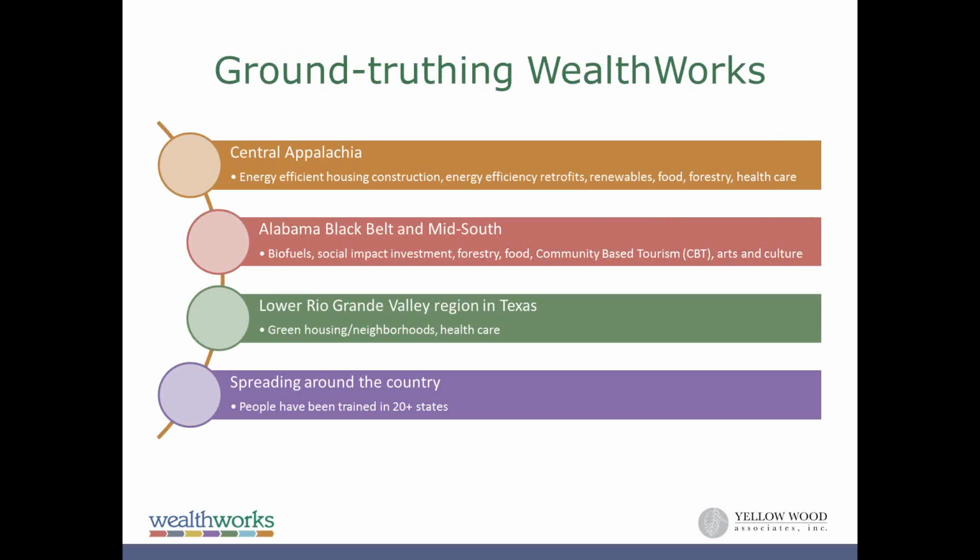These are the regions in which this work was started. Central Appalachia in the sectors of energy efficient housing, energy efficient retrofits, renewables, food, forestry, and healthcare. The Black Belt of Alabama and the Mid-South: biofuels, social impact investment, forestry, food, community-based tourism, arts and culture. The lower Rio Grande Valley of Texas: green housing and healthcare. And then now it's beginning to spread around the country through groups like RCAC and others who are being trained and beginning to bring this home to communities in upwards of 20 additional states besides these.